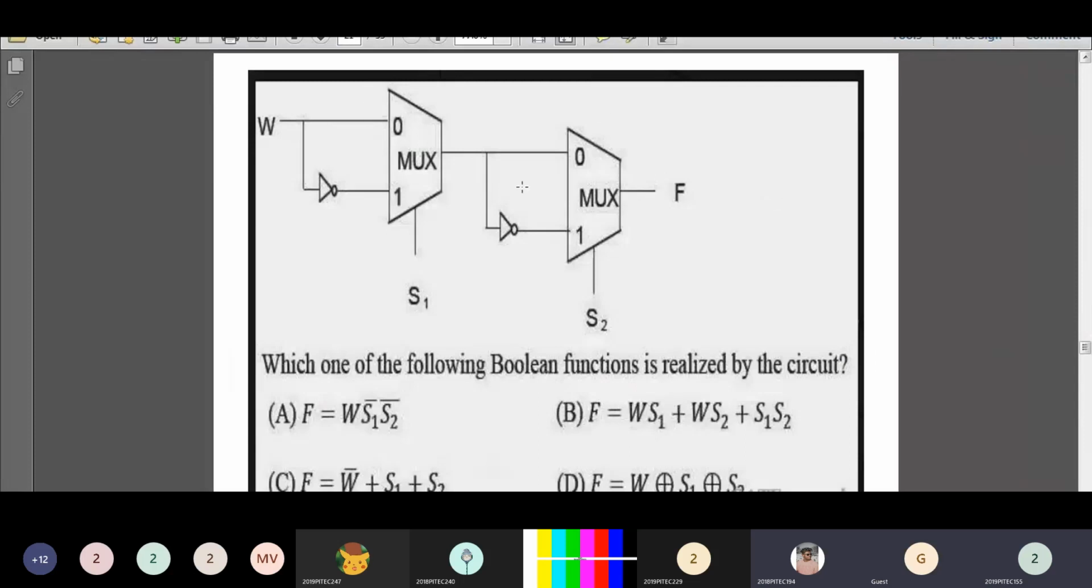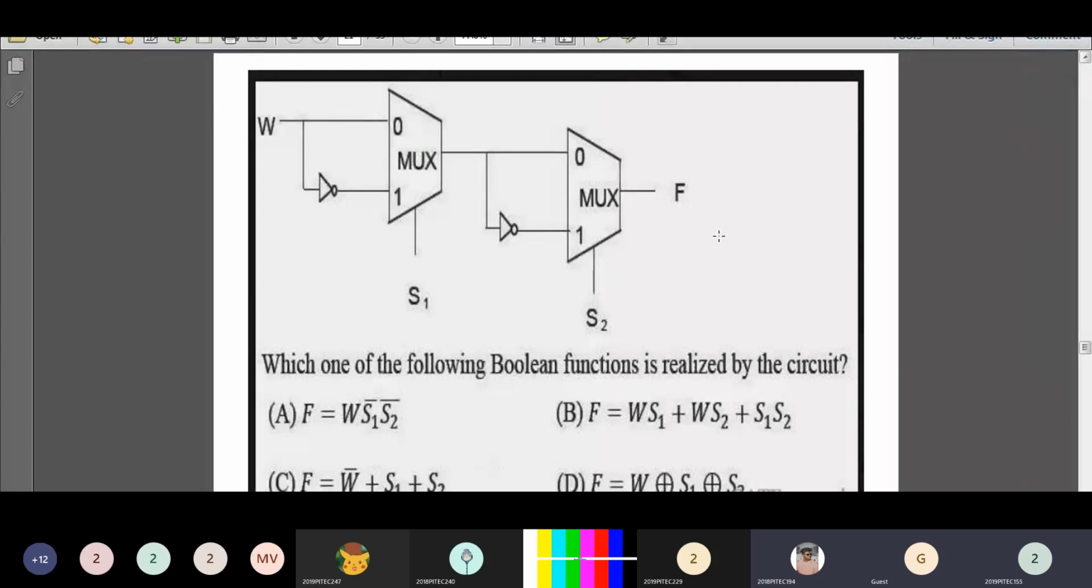Look at the diagram. A mux diagram is given. Which one of the following Boolean functions is realized by the circuit? You have to find out the final expression of this multiplexer. Both are 2 cross 1 multiplexers. In the first multiplexer, the selection input is S1. In the second multiplexer, the selection input is S2.